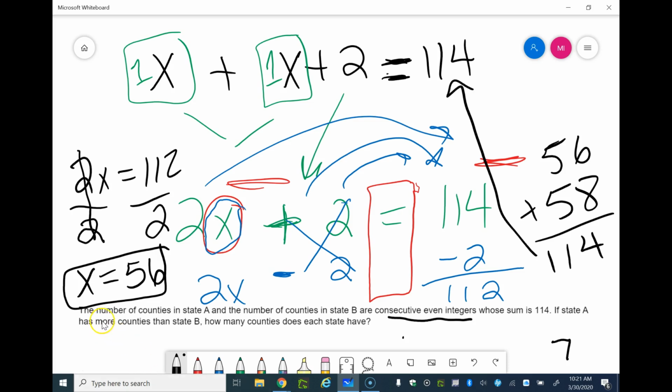Now remember in the problem, in the last part, state A has more counties than B, so this is the tricky part. We all think that if we're solving for A, the first number that comes up, 56, is going to be state A, but this question says state A has more than state B. So for this particular problem, 56 actually represents state B, and 58 represents state A, because state A has to have more than B. So be careful when you put these two answers into the problem, making sure you have the right one that has more than the other one.